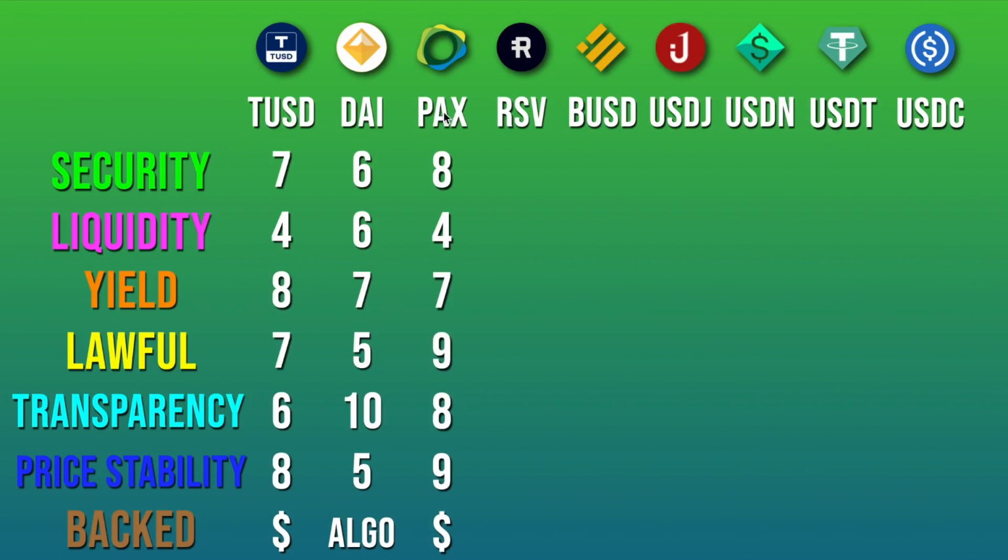Next one is Pax or Paxos Standard, and security is 8 because they're probably one of the most trustworthy companies out there, and they are actually seeking a lot of regulatory compliance. So that's why security is 8, and it is backed by real dollars, as well as they actually give out the statements every single month. That's why transparency is 8 also.